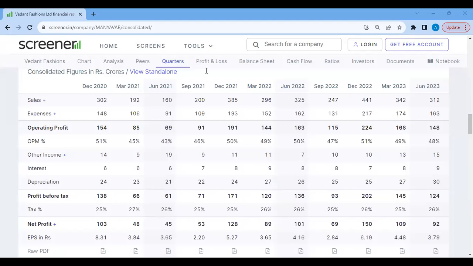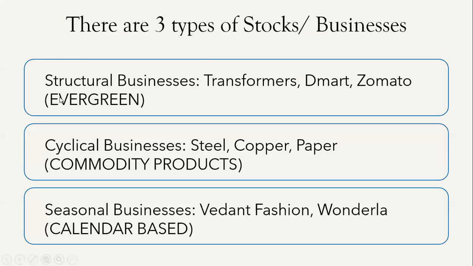Now tell me, which category of business is the easiest to predict? Evergreen, seasonal, or cyclical? Which is the easiest to predict amongst the three? Easiest to predict are evergreen businesses. Hardest to predict are cyclical businesses. Moderate are seasonal businesses, right?